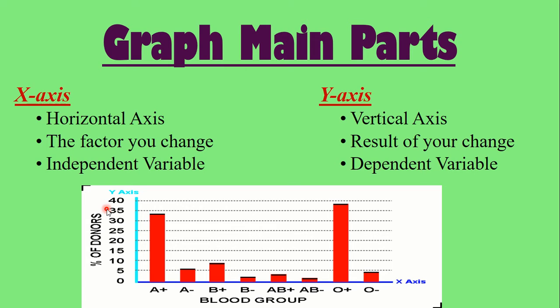So you're looking at what percent of donors are in what blood group, so that you can figure out, oh, we're not getting a lot of AB negative or B negative here. We need to start trying to get more of those types of bloods in there. Or you can see that most people who donate blood are O positive or A positive, stuff like that.